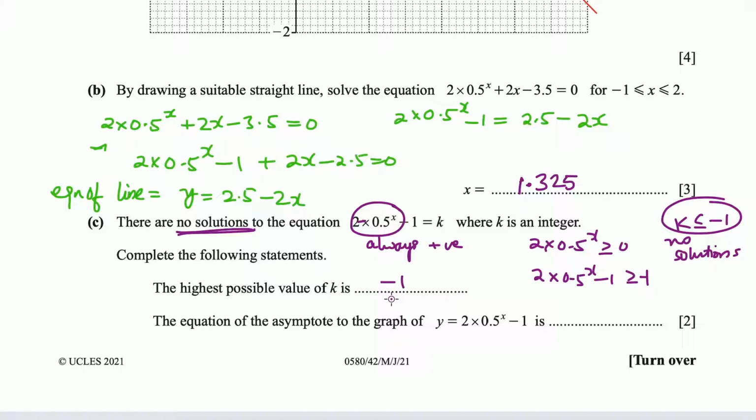And what is the asymptote to the graph? So if you see, an exponential graph will have generally the x-axis as the asymptote, but here we have added minus 1. So the asymptote moves down and the asymptote is the line y is equal to minus 1. Okay, so this is the asymptote, and this finishes the question.